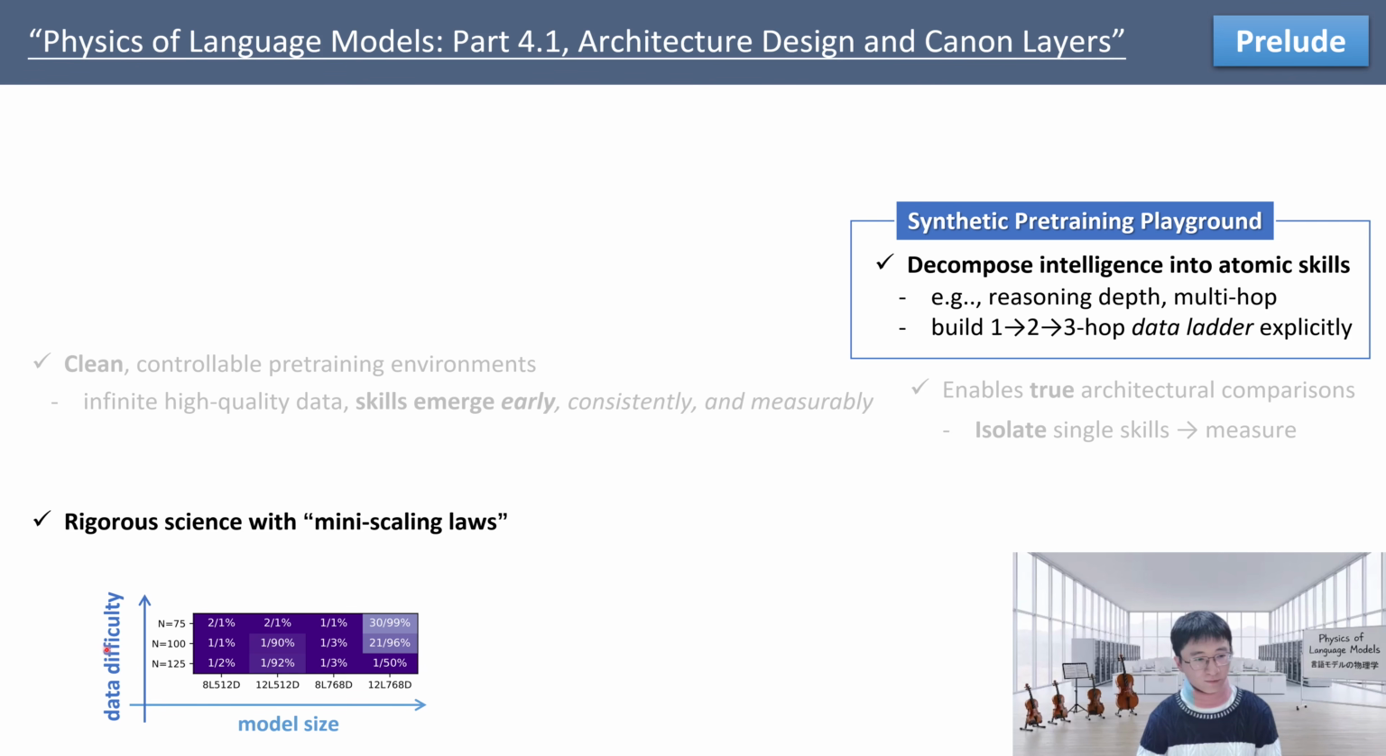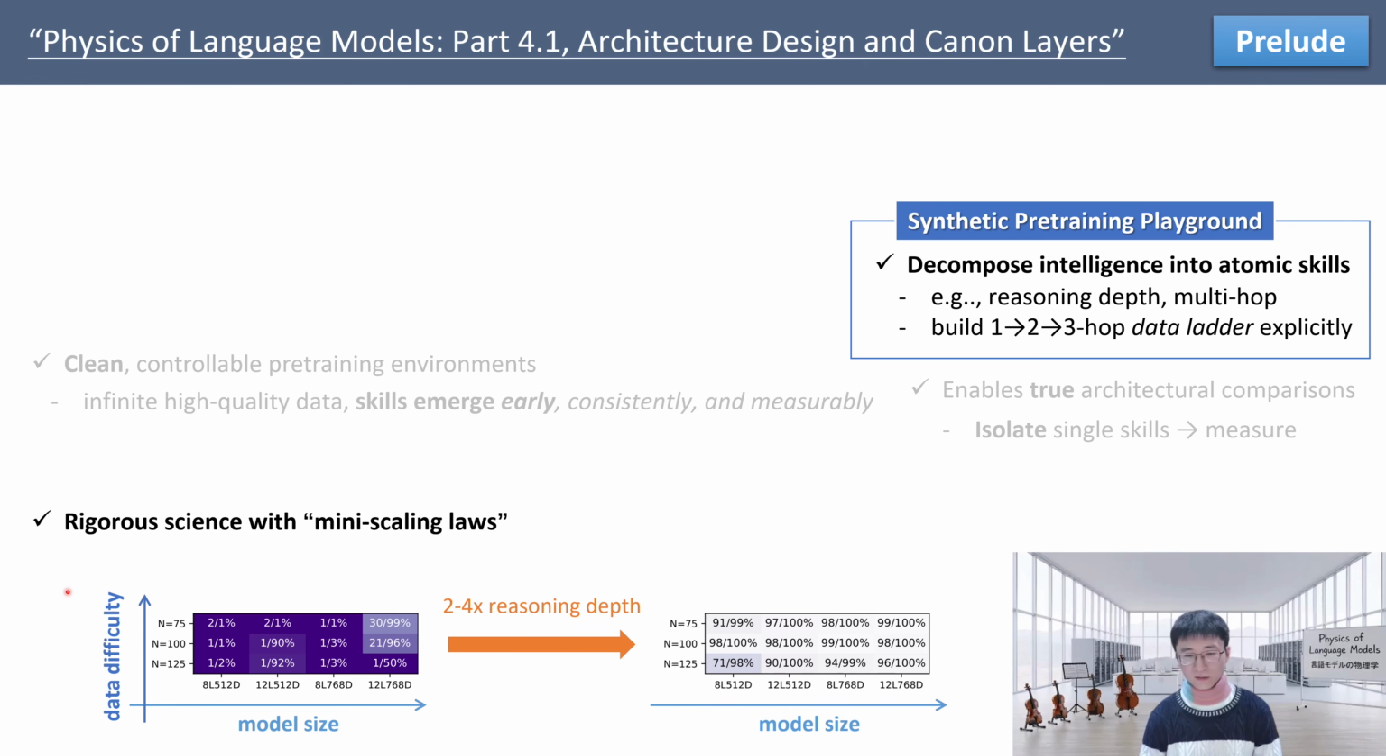But now, for instance, if you care about the model's reasoning depth, then you can vary how deep the reasoning is. You can vary the data's difficulty. So you have really this 2-dimensional scaling law. And you can compare, for instance, 2 different architecture designs. Whenever you see a gain, you can even quantify how much deeper one architecture is compared to another one. So you can do this kind of quantification using such mini scaling laws very, very cleanly.